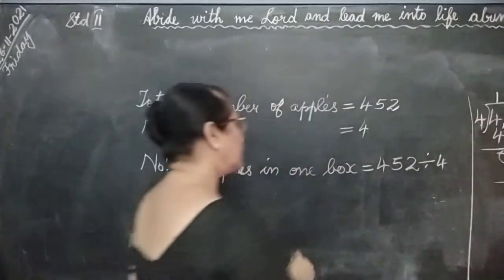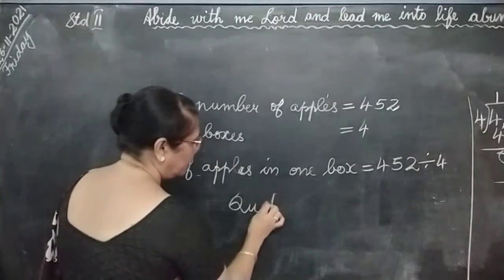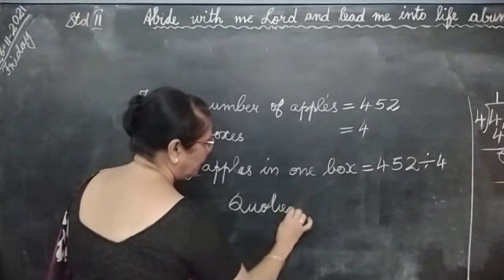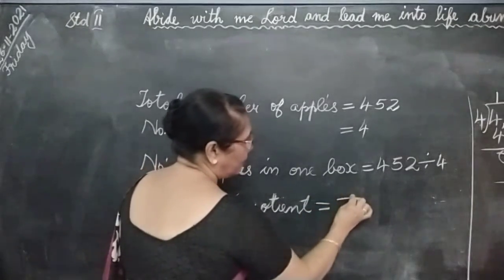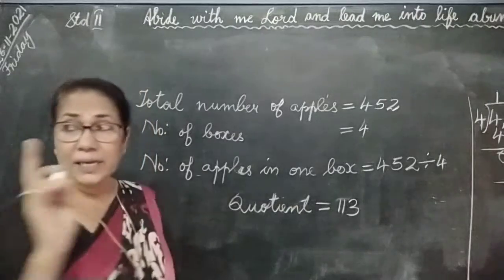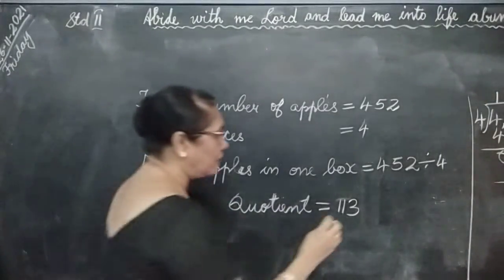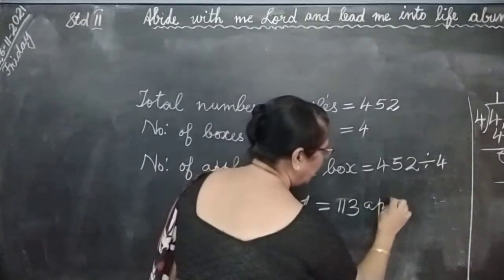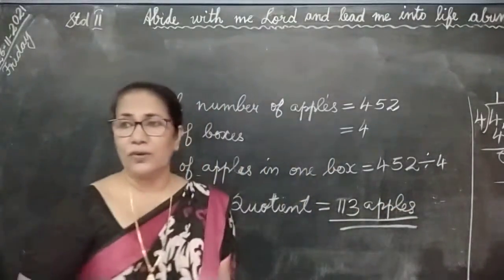So what is the quotient? The quotient is 113. How many apples in one box? 113 apples in one box. Okay. Did all of you understand?